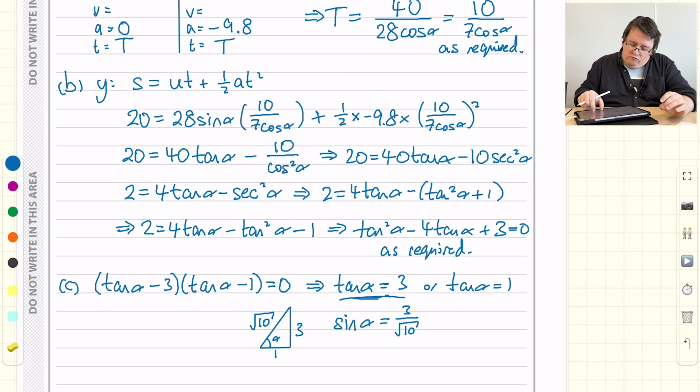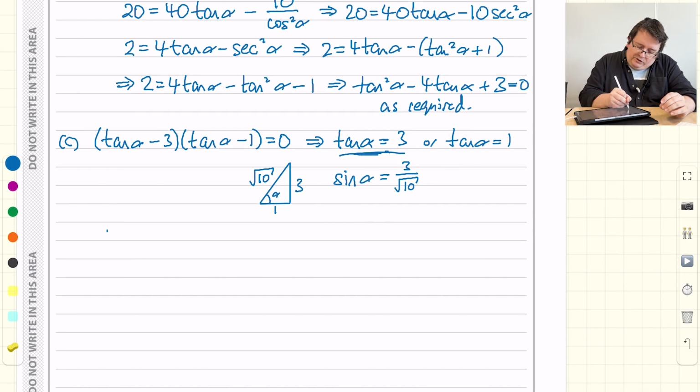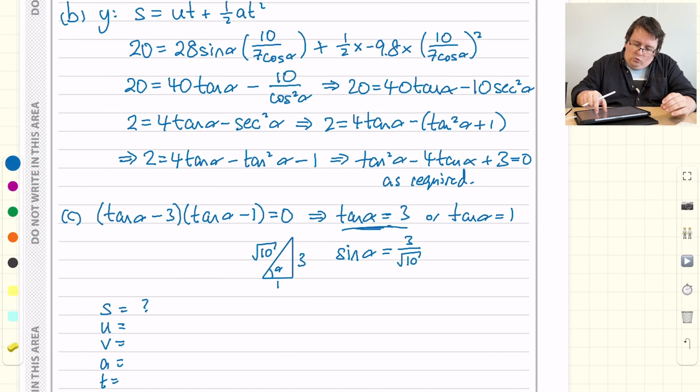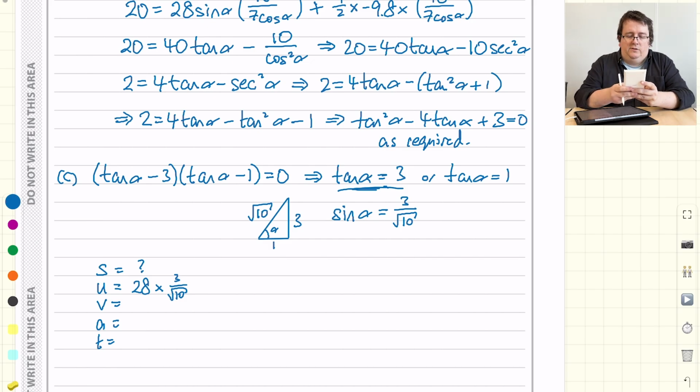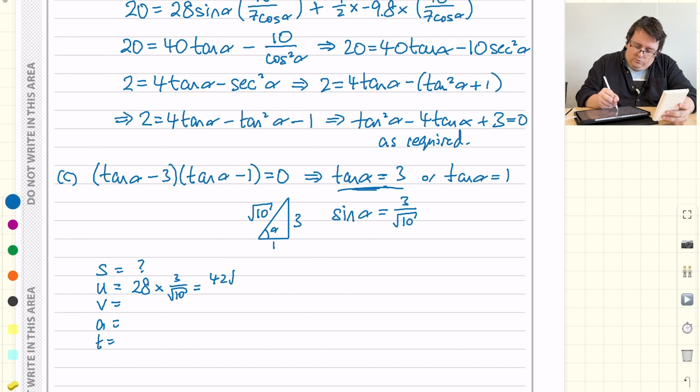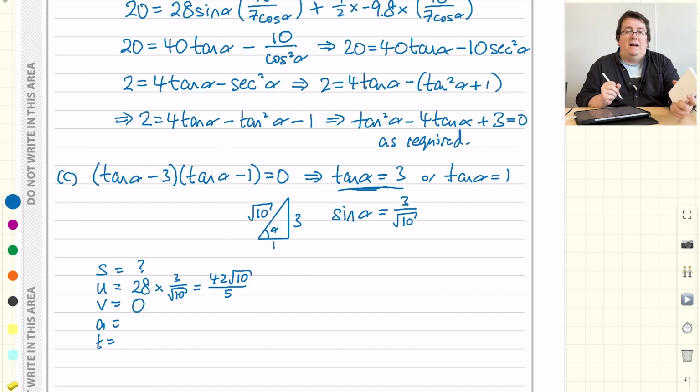Okay, so if we rewrite our vertical suvat, then I want to work out how far I go. The initial velocity was 28 sine alpha, so 28 sine alpha, so 3 over root 10. So what's that? 28 times 3 over root 10, 42 root 10 over 5. The final velocity, because I've reached my maximum height, will be 0, and the acceleration was minus 9.8.